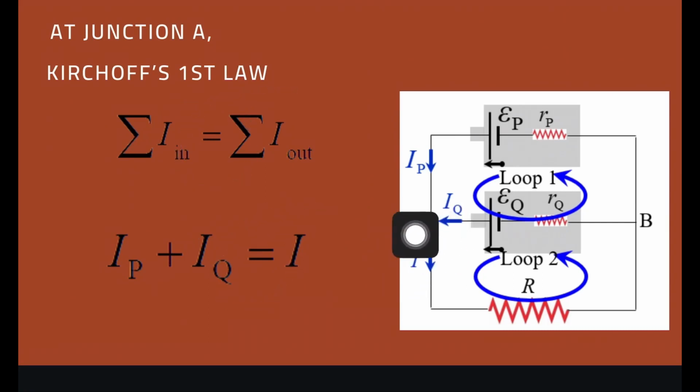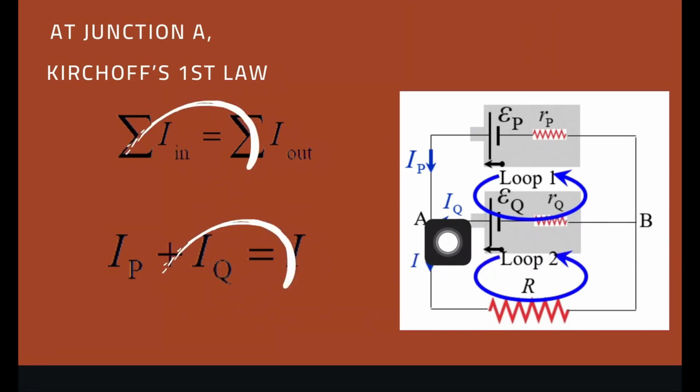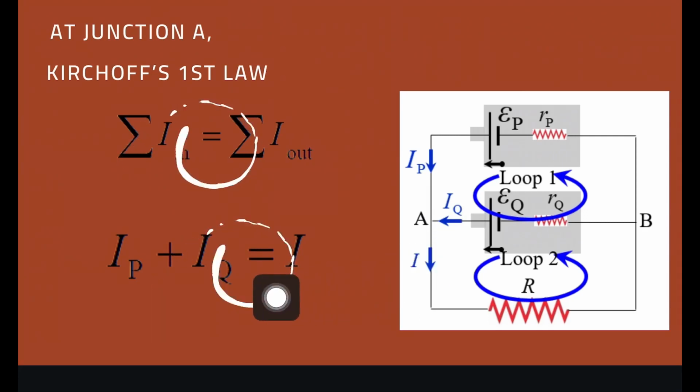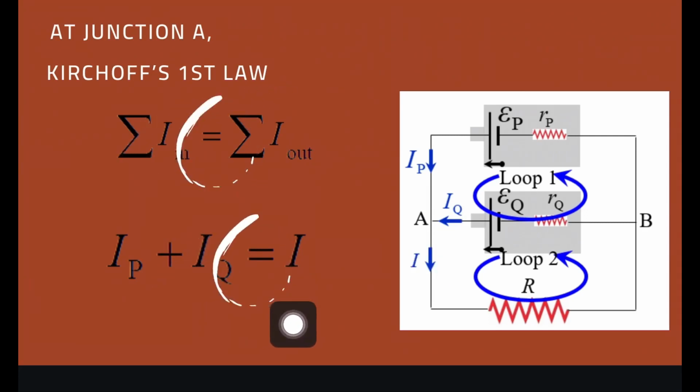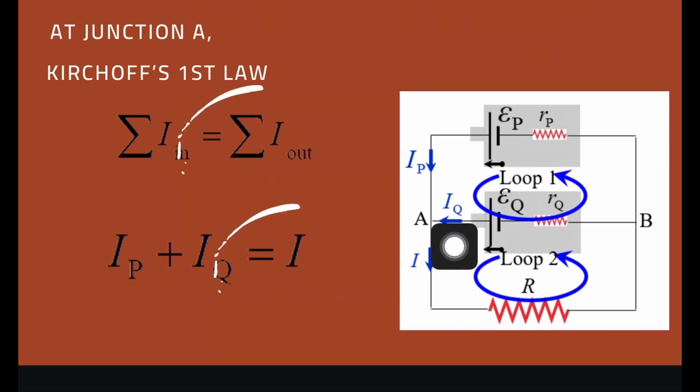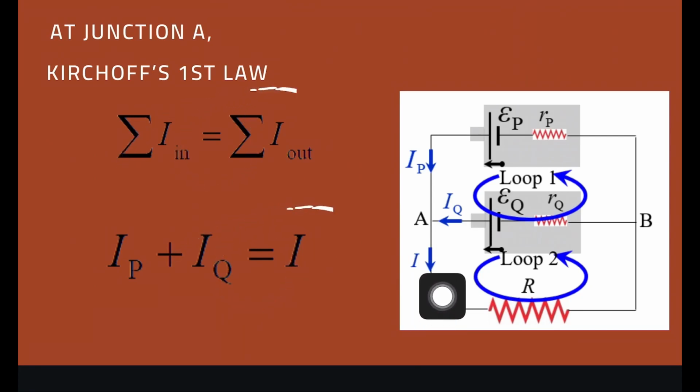So look at junction A. We can see that IP is going to junction A. That means IP is in. And then look at Q. IQ is going to junction A. That means IQ is also I in. How about I? The direction of I is away from junction A. So this I is I out.